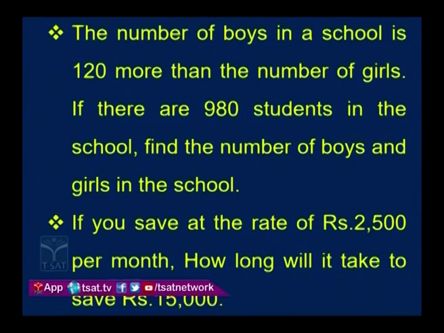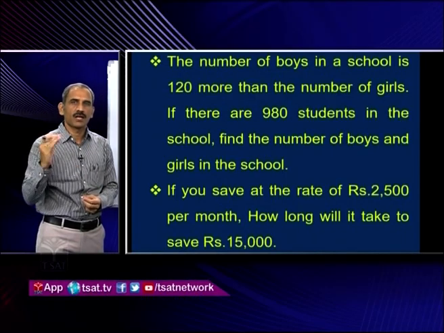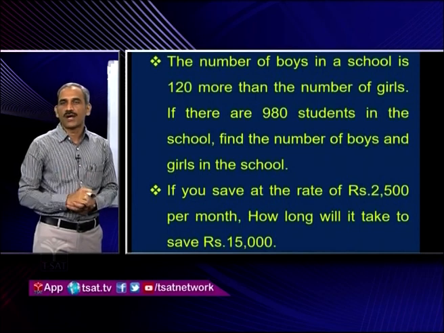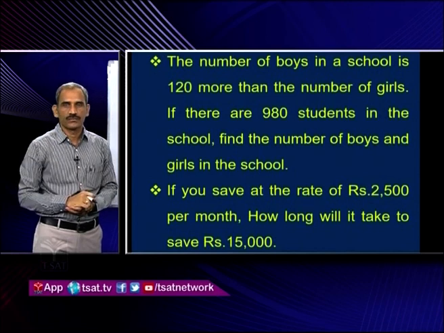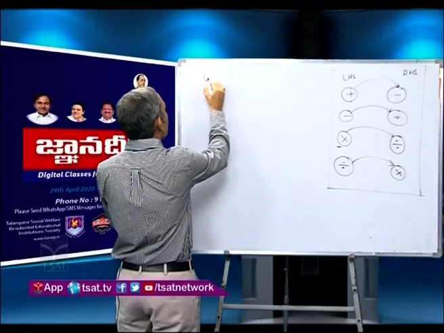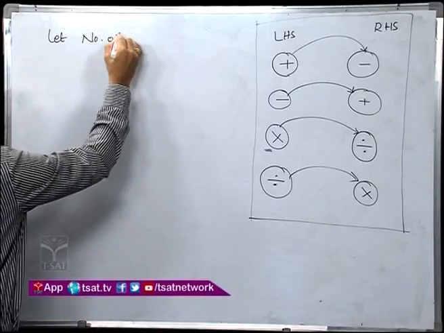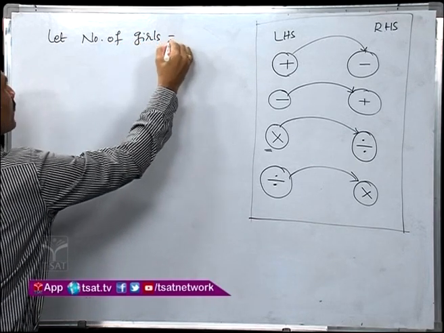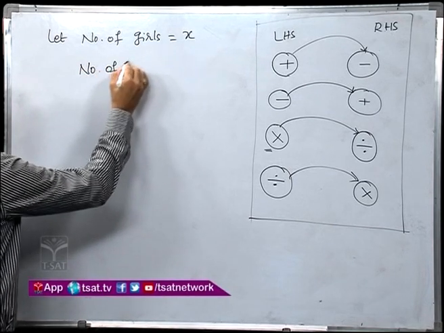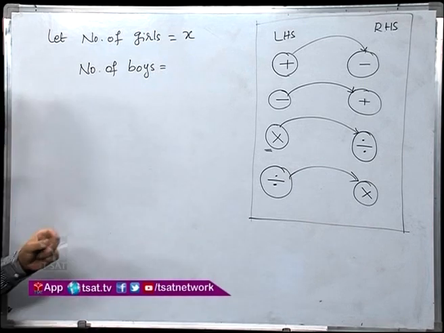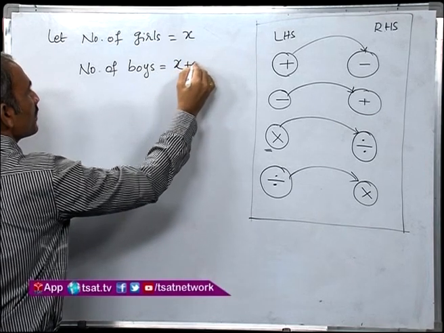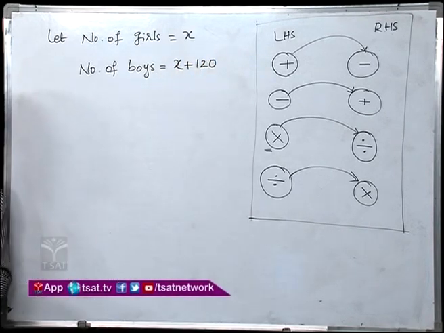The number of boys in a school is 120 more than the number of girls. If there are 980 students in the school, find the number of boys and girls in the school. Here the number of boys is expressed in terms of the number of girls. So, let us take the number of girls as x. Then the number of boys is, as given in the statement, 120 more than the number of girls, that means x plus 120.